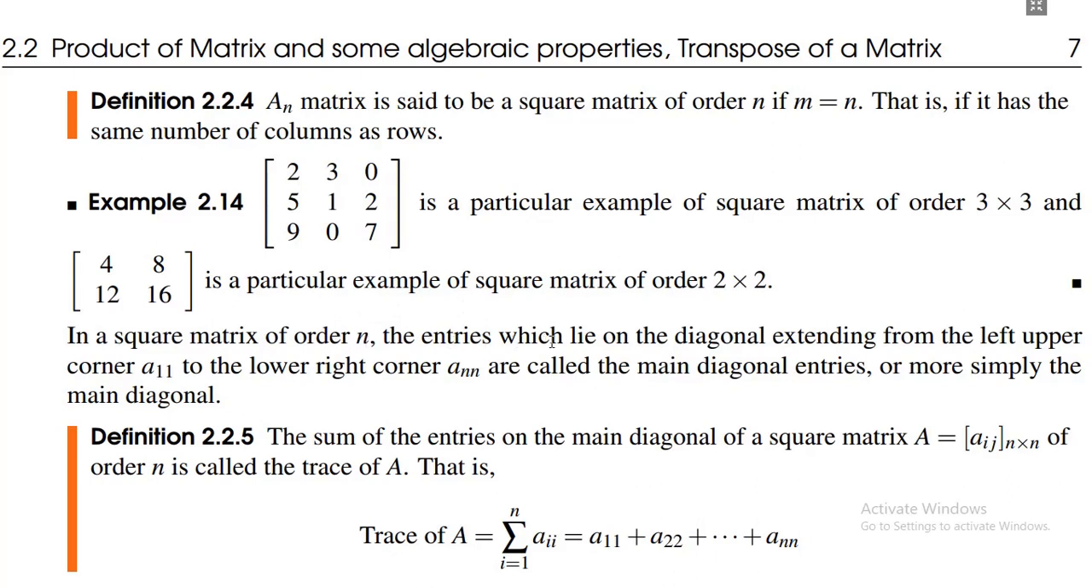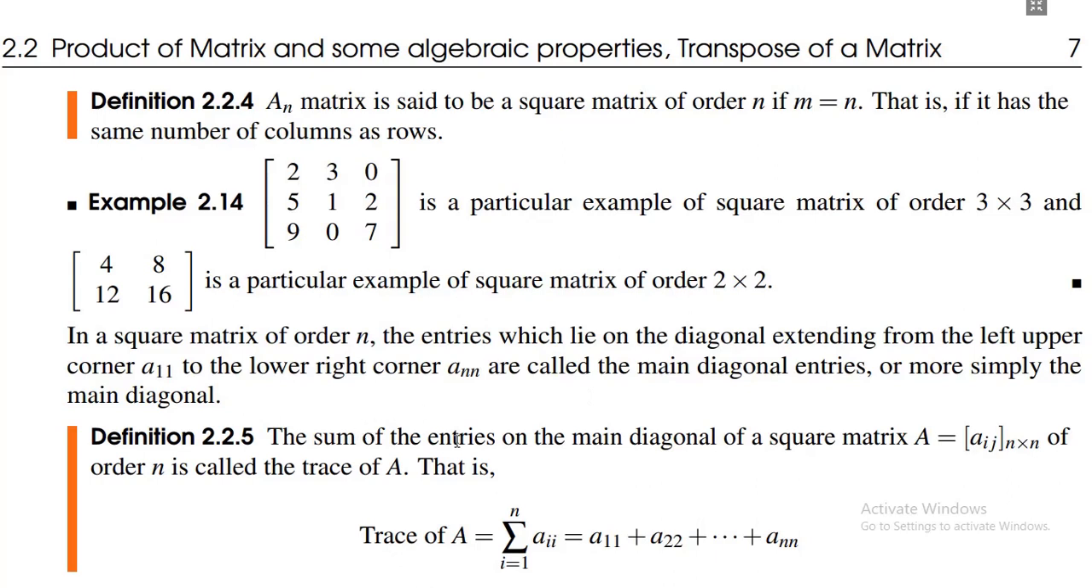In a square matrix of order n, the entries which lie on the diagonal extending from the upper left corner a11 to the lower right corner ann are called the main diagonal entries, or more simply the main diagonal, or in other ways the principal diagonal.